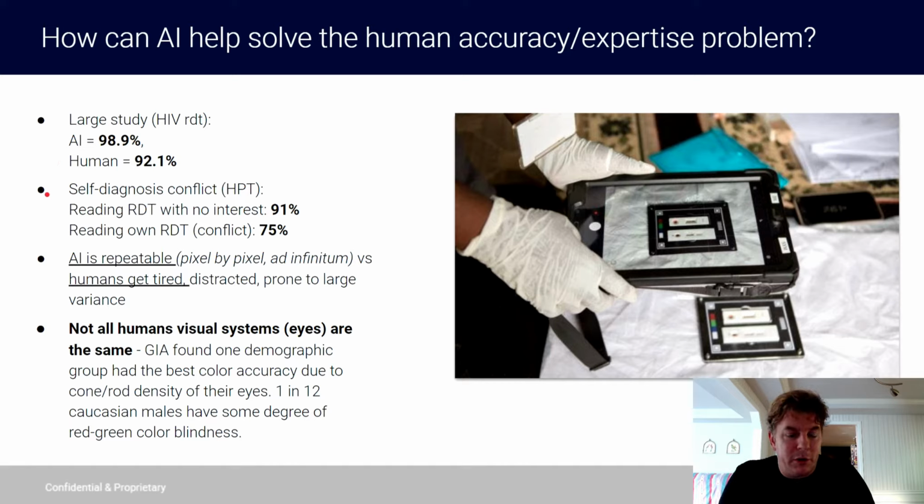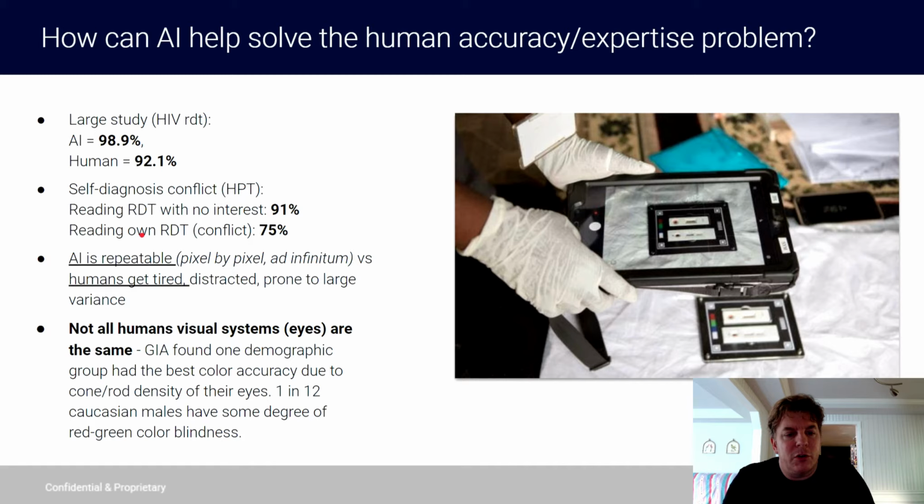Another one that was actually related to pregnancy RDTs talks about the cognitive dissonance or self-diagnosis conflict I've mentioned. What they found was a person reading an RDT with no interest in the result or the outcome was 91% accurate, so very similar to this 92% we see here. But when it came to reading their own RDT, or where they had a vested interest in the outcome or conflict, it dropped to 75%.